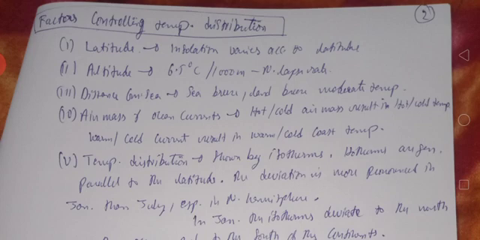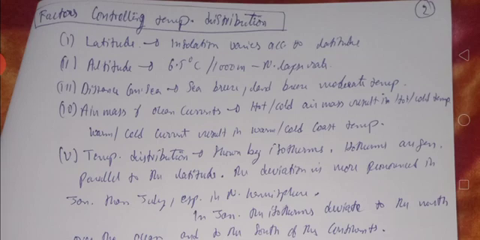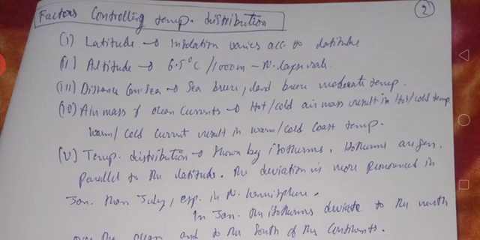Another factor controlling temperature distribution is altitude. With every 1000 meter rise, there is a 6.5 degree Celsius decrease in temperature in the troposphere. It is called the normal lapse rate. Distance from the sea also affects temperature distribution. Sea breeze and land breeze moderate temperature.